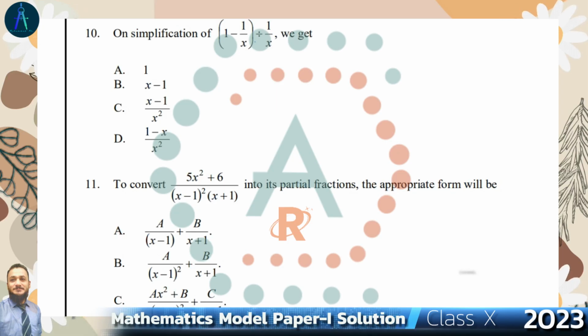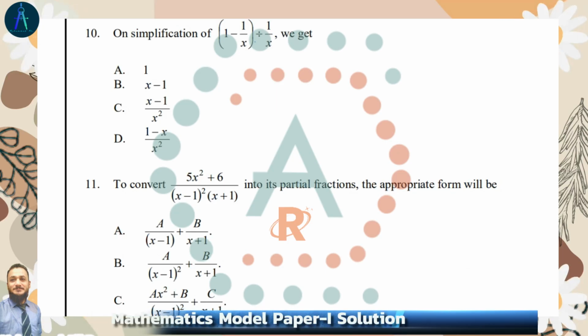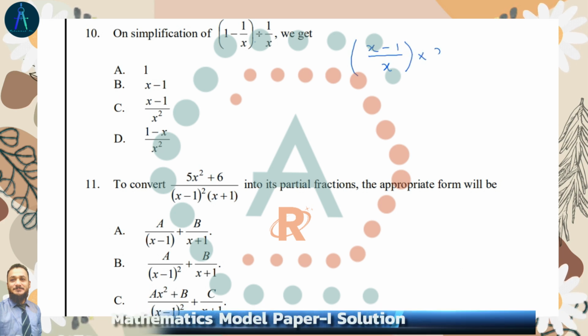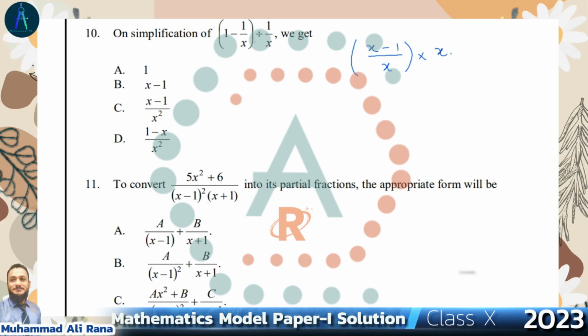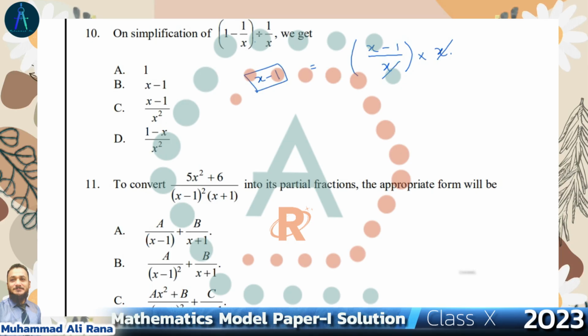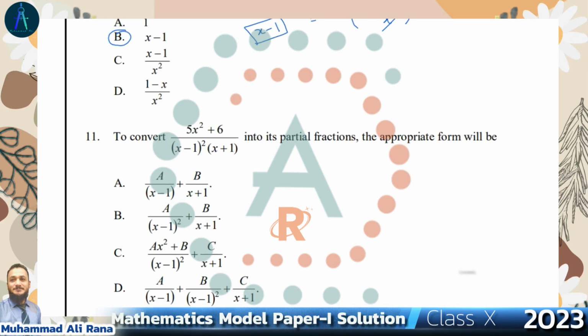Now let's simplify this expression: 1 minus 1 over x, divided by 1 over x. So inside the bracket, first of all we can take the LCM. So we will get x minus 1 over x multiplied by x. We converted the division into multiplication and took the LCM inside the bracket. These x will be cancelled out. So we will get x minus 1 as our final answer. Option B is the right answer.